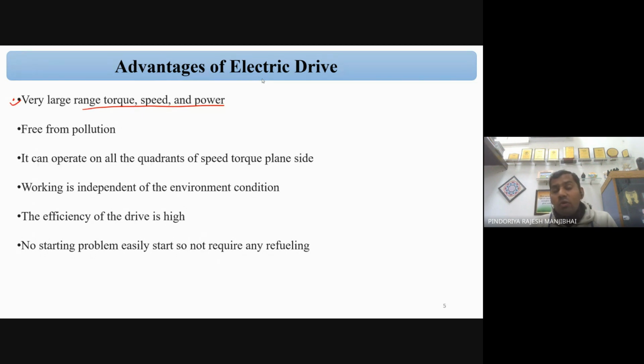That is the first advantage, and the biggest advantage of electric drives is that they are free from pollution. That is the second advantage. The third advantage is that they can operate in all four quadrants of the speed-torque plane.